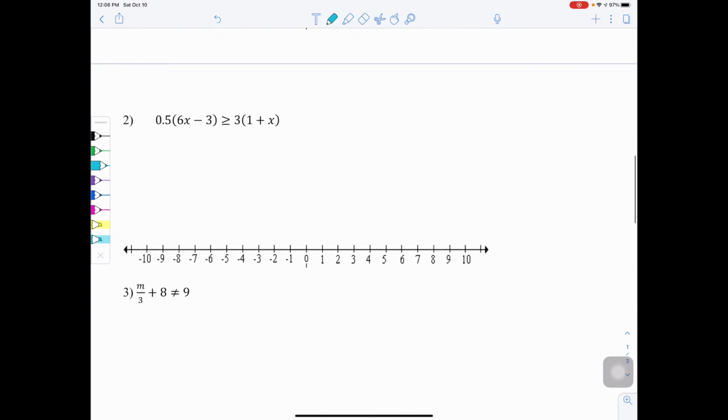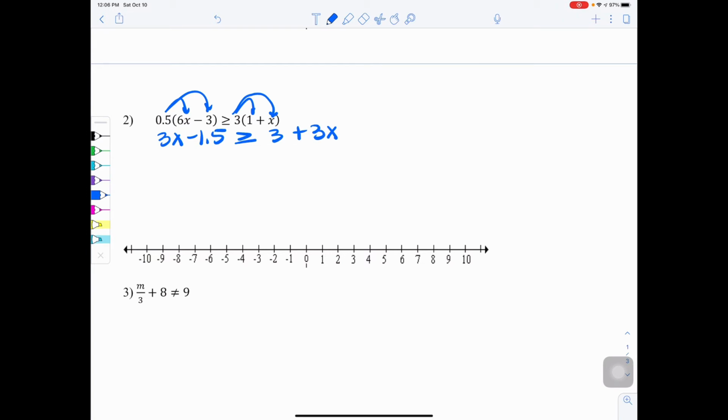We'll now go on to example 2. We have 0.5 times 6x minus 3 is greater than or equal to 3 times 1 plus x. So again, we're simplifying first. I see distributive property that needs to be used on both sides. So 0.5 is the same as half. So think of it like that. Half of 6x would be 3x. Half of negative 3 would be negative 1.5. Greater than or equal to 3 times 1 is 3. 3 times x would be 3x.